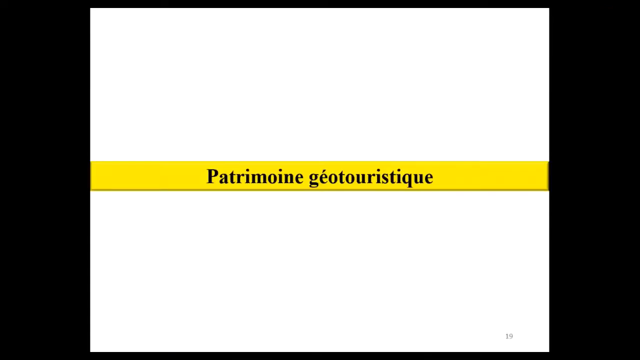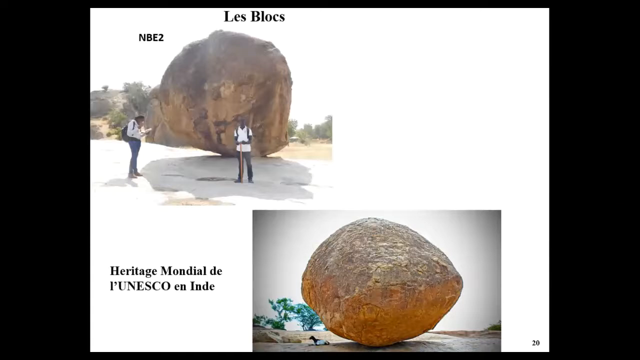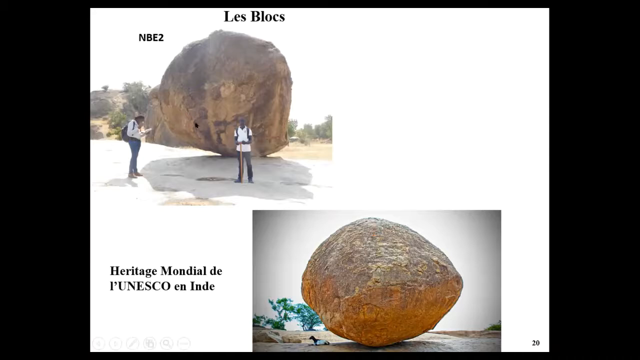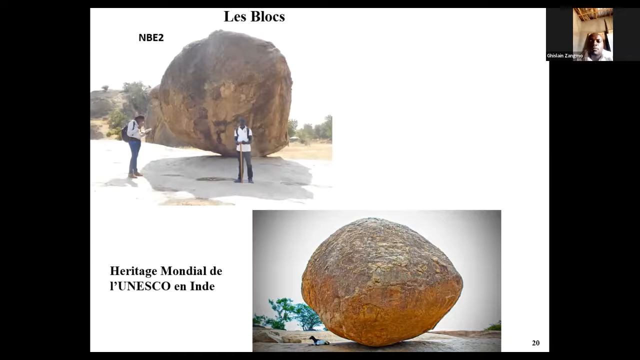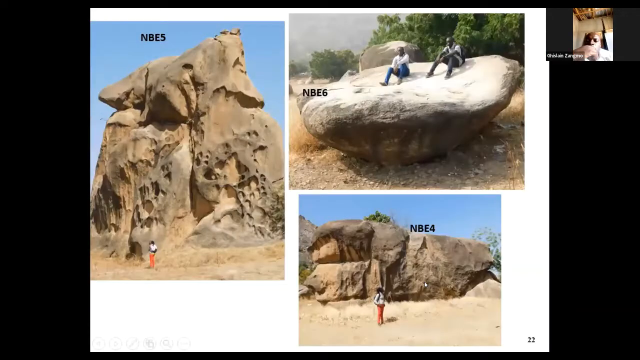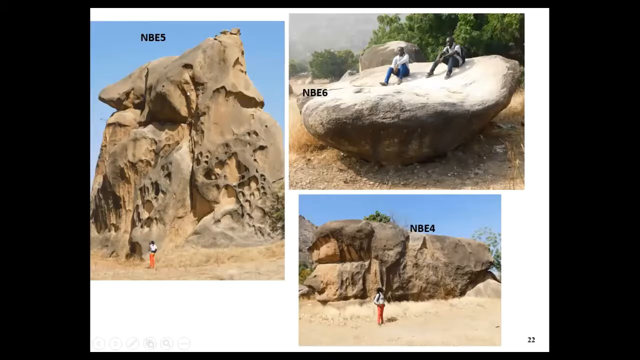Alors, le patrimoine géotouristique inventorié dans la localité de Yara : nous avons les blocs erratiques. Là, nous avons NBE2, qui est semblable à l'héritage mondial de l'UNESCO, un bloc de roche granitique déposé sur une dalle granitique. Là, nous avons un autre bloc de roche semblable à la pierre de Bézot aussi. Là, nous avons d'autres blocs de roche avec des formes assez intéressantes.